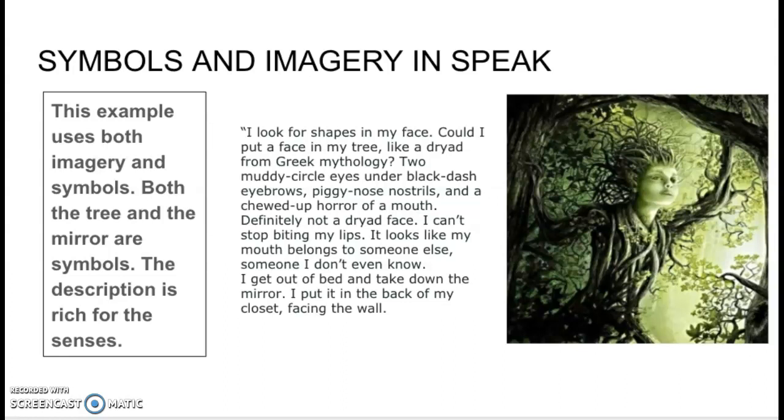The muddy circles under her eyes, the black dash eyebrows, the piggy-nosed nostrils, and the chewed-up horror of a mouth. These are great appeals to our senses in helping us understand what Melinda is both feeling and experiencing. Let's look at our next example.